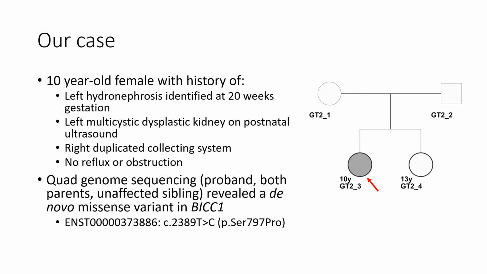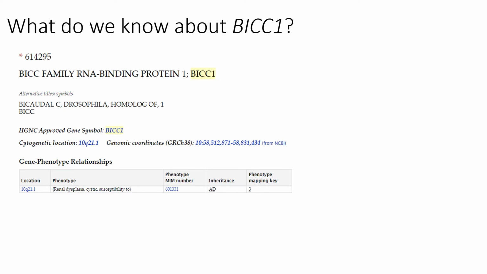Genome sequencing on the proband, her parents, and an unaffected sibling revealed a de novo missense variant in BIC1. Before thinking about how to classify this specific missense variant, we first need to get a sense of what is known about BIC1. Has it ever been associated with disease? If so, what exactly has been observed?